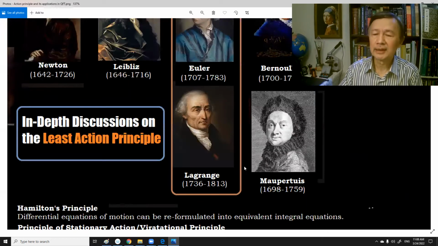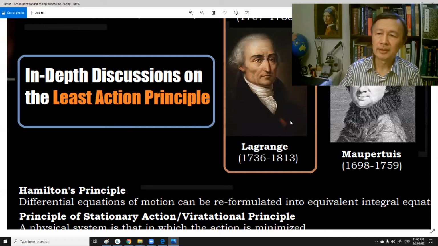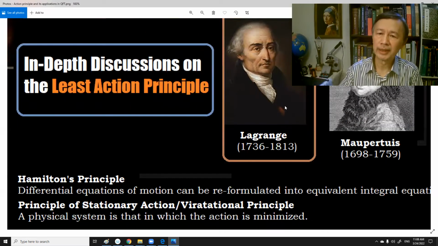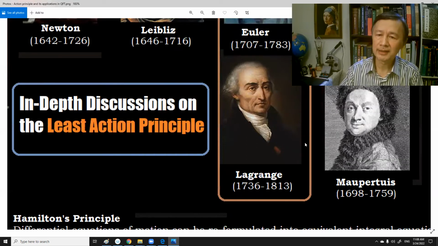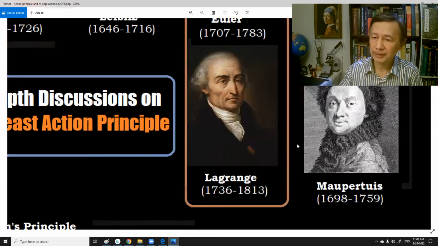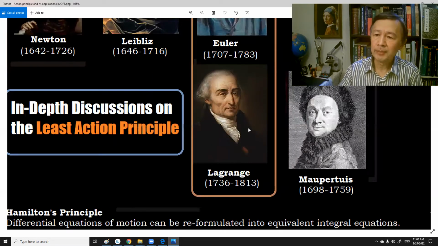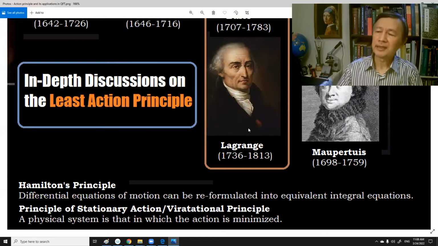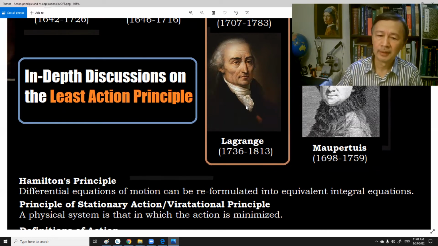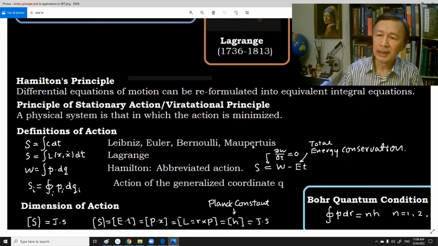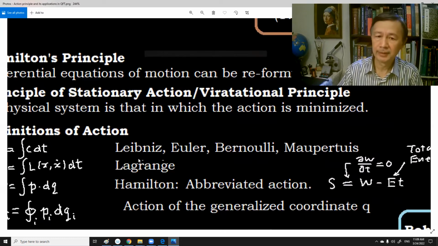Let's go to this introduction. So the whole discussion will be called in-depth discussions on the least action principle. And the key person would be Lagrange. However, the idea of action had been proposed, investigated or considered before Lagrange. And among them is Leibniz.